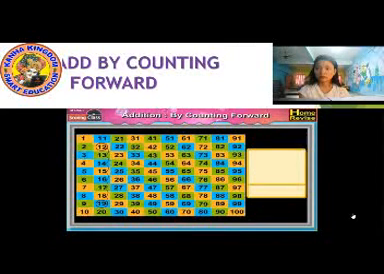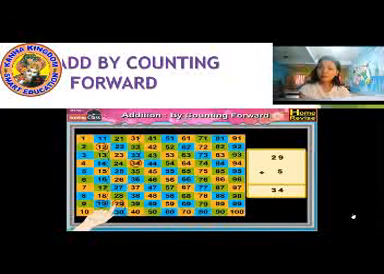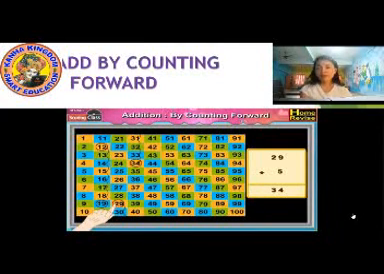Now let us find the answer of 29 plus 5. In the table, after 29, count 5 more boxes in the same and the next column. Write the number in the box. Yes, it is 34. So 29 plus 5 is equal to 34. I think you all must have understood how to do addition by counting forward through this video, okay?